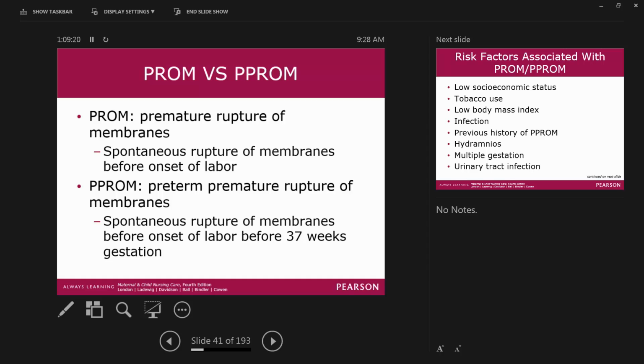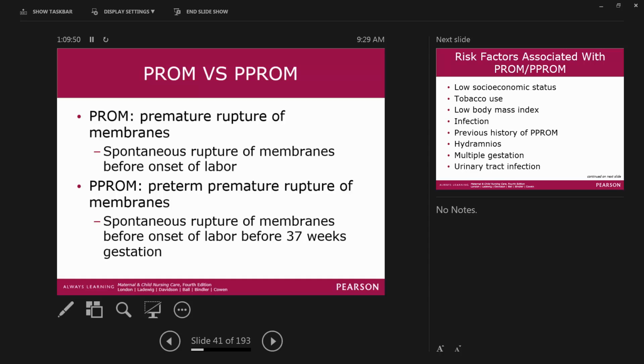If she has premature rupture of membranes when she's preterm, now it's PPROM. She can have premature rupture of membranes and be term. But if she has premature rupture of membranes before she's term, now she's a PPROM: preterm premature rupture of membranes. Okay.